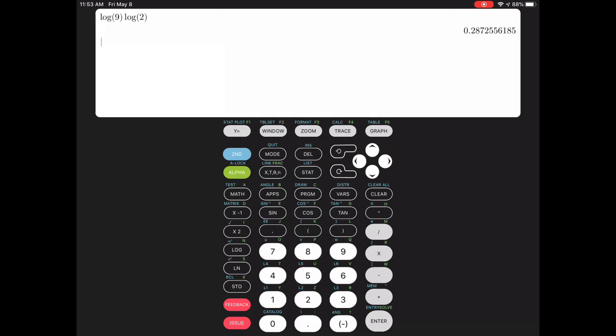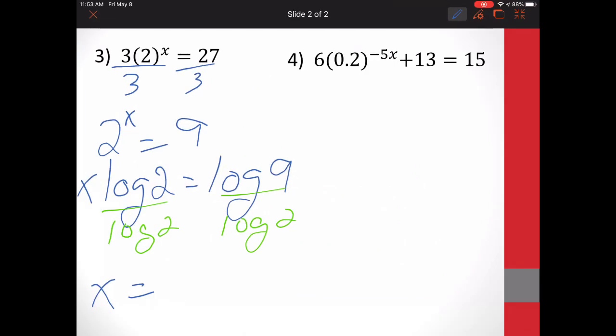Oh, I hit times. I'm sorry. I wonder why I got the answer wrong. Sorry about that. Log of 9 and then divided by. Sorry, I put times accidentally. Let's try that again. All right, so that's 3.2. Sorry, everybody.